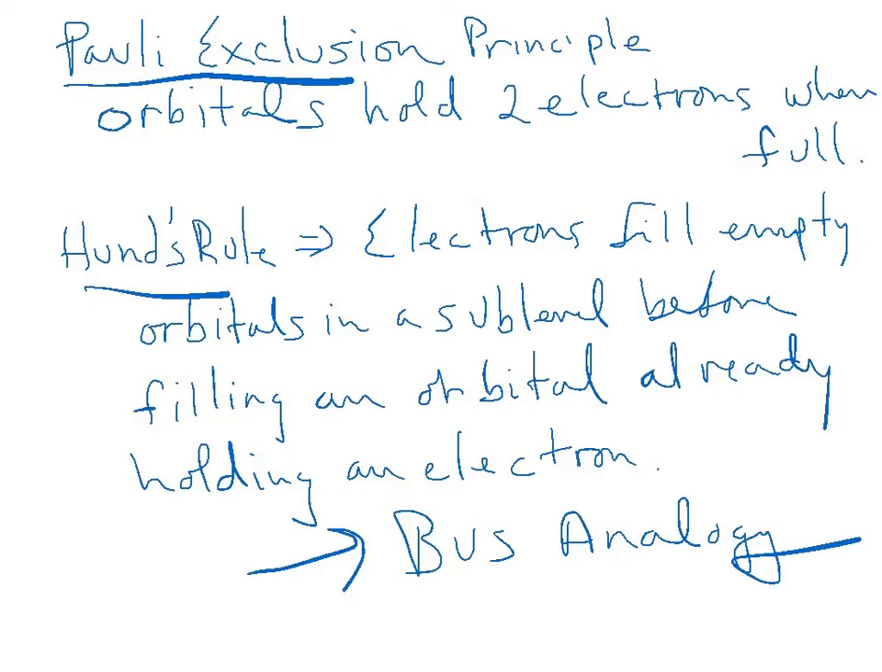Two other rules are the Pauli exclusion principle, which says that an orbital can only hold 2 electrons, and then it's full. You can't put 3 or 4 in there. Sometimes you can put 1 in, or it can be empty, but at most you can put 2 electrons in it. And Hund's rule says that the electrons are going to fill empty orbitals in the sublevel before they start filling an orbital already holding an electron. I'll show you an example of that.